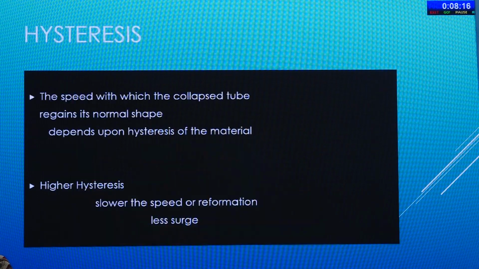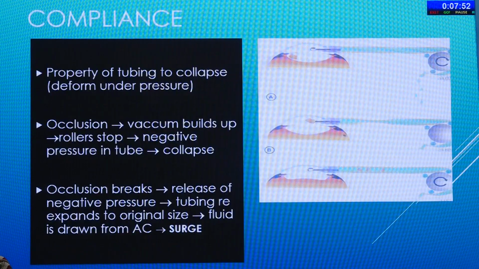And what is hysteresis? Hysteresis is the term used for the speed with which the collapsed tube regains its normal shape. The regaining of the normal shape of the tubings depends upon the hysteresis of the material. Higher hysteresis means slower speed of reformation and less surge. So this is the concept of compliance and hysteresis which we should know before we understand surge.